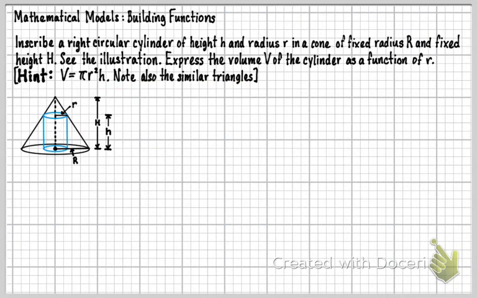So what we're going to start first is with their hint. We're just going to take V equals pi r squared h. And what we're going to do with this is now take their second hint. And their second hint says, hey, note also the similar triangles. So take a look at this. If I draw this in here, I can see the similar triangles they're talking about. So the first one is this triangle here. And then the second triangle is the one I see here. That's the second one. So I'm just going to draw this below.